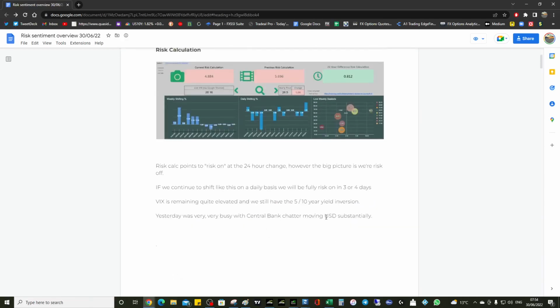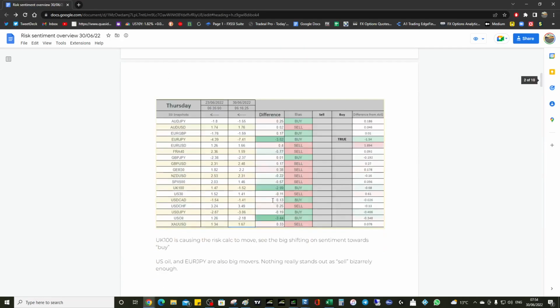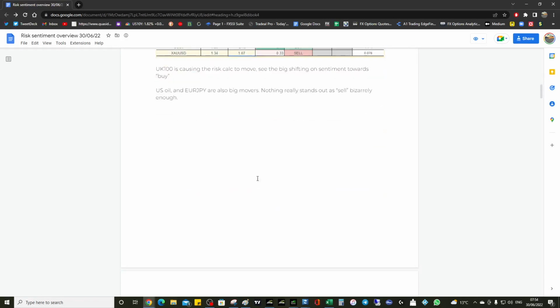Central bank chatter, and we've got a high VIX, and we've got the 5 and the 10 yield inversion as well. Nothing really stands out as sell. There's no dark reds, but there are dark greens. There's the UK 100, which I just mentioned, and the US oil is also a green. Nothing really stands out as sell. There's hardly any reds in the difference from last week, which is a bit bizarre.